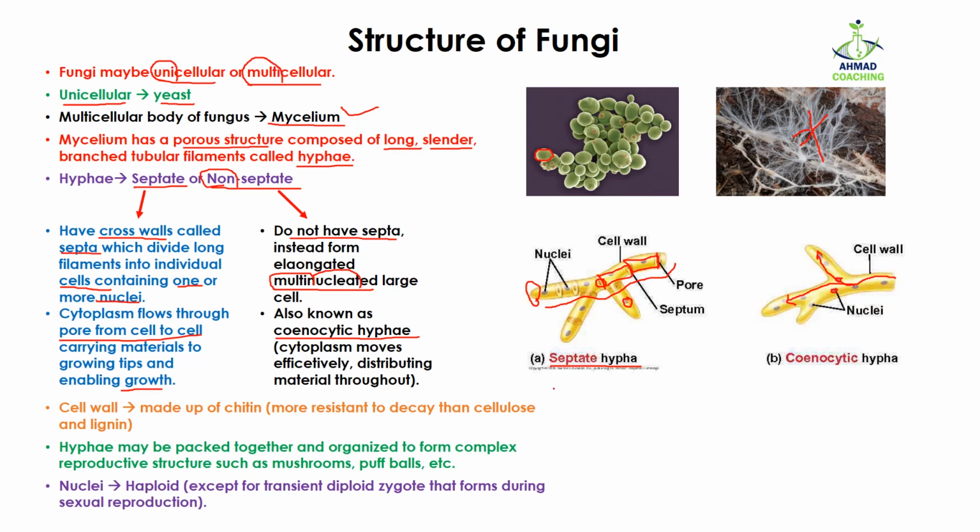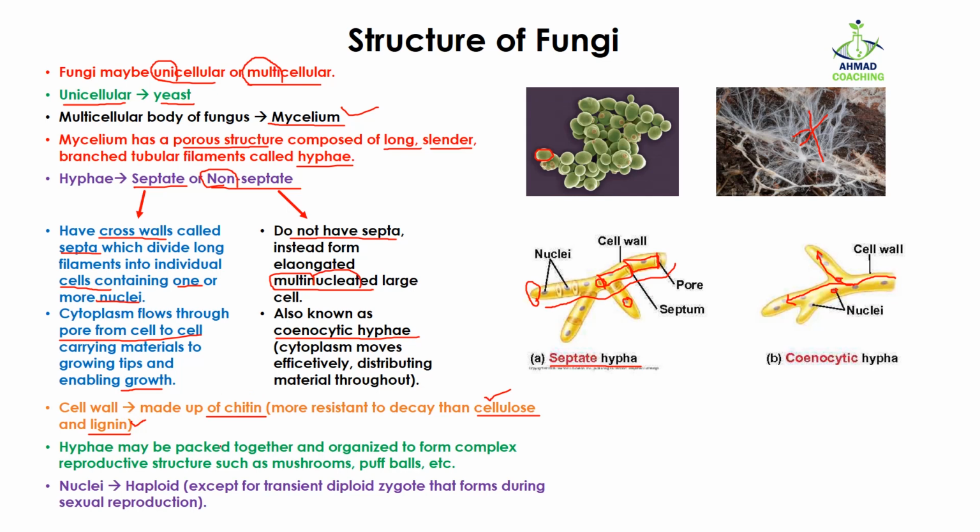When we talk about the cell wall of fungi, the cell wall of fungi is made up of chitin, while the cell wall of plants is made up of cellulose and lignin. Chitin is a more resistant material as compared to cellulose and lignin, and it is difficult to degrade chitin.